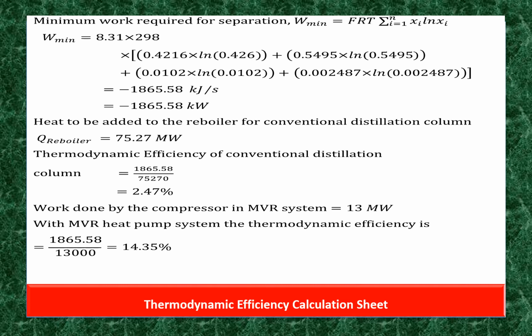Here I present the thermodynamic efficiency calculation. For the conventional cryogenic distillation system, the calculated efficiency is 2.47%. It was expected because of the close boiling point between propylene and propane and high reflux requirement. The MVR heat pump system thermodynamic efficiency is 14.35%. There is a huge improvement in the thermodynamic efficiency.